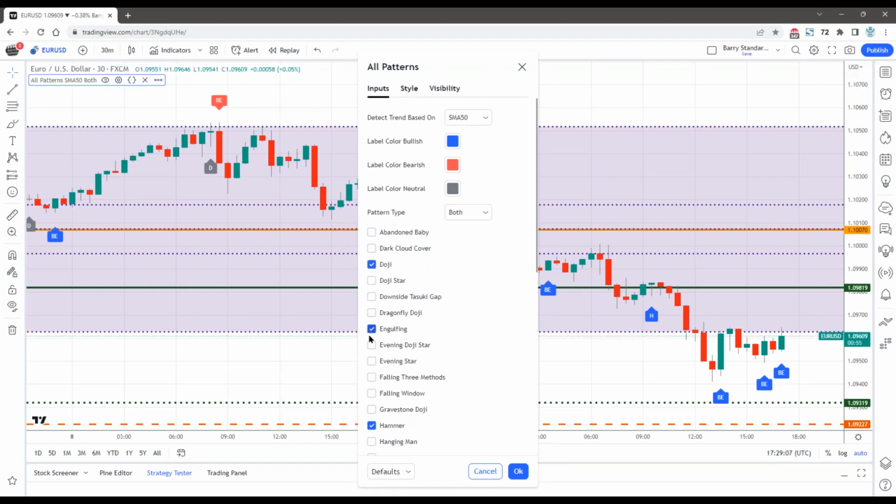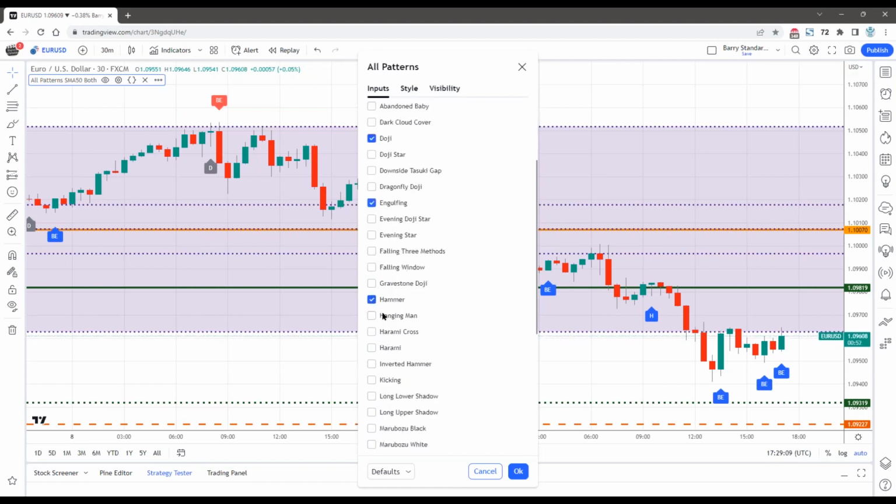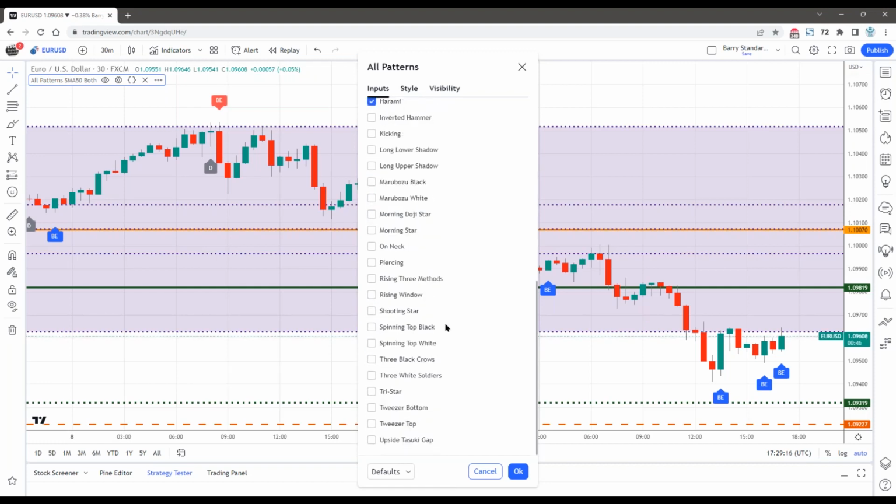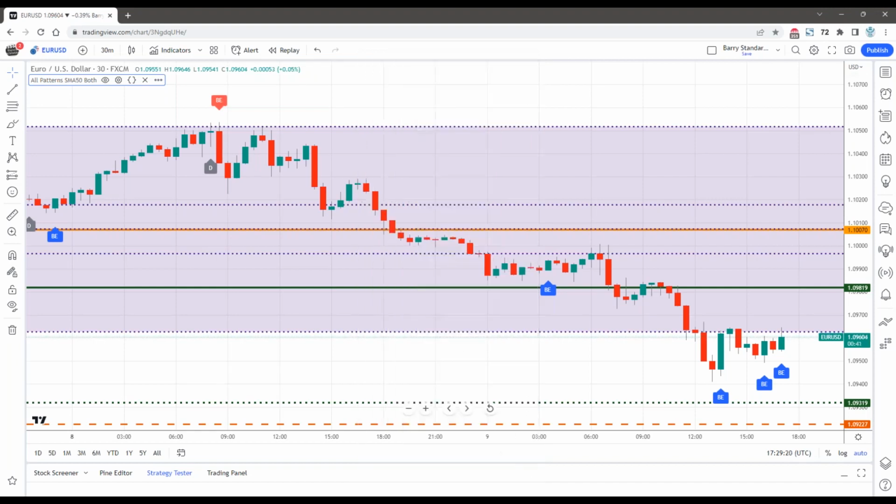Dragonfly doji, I don't care about. Engulfing candles, I always want to see. Hammers, I don't care about. Hangman, haramis, I do care about. Okay. I can pick and choose the patterns that are important to me. And then what'll appear on my chart are just those patterns that I want to see. And I don't have to spend my days staring at charts trying to figure out where the candlestick patterns are.